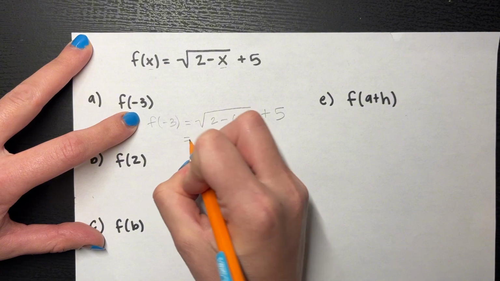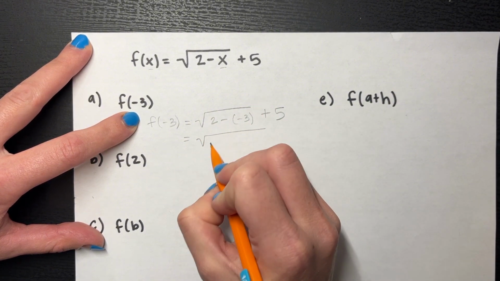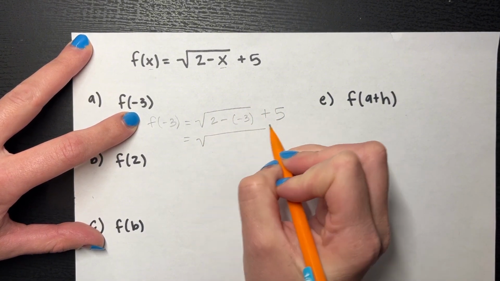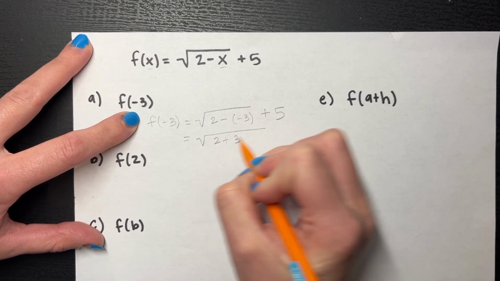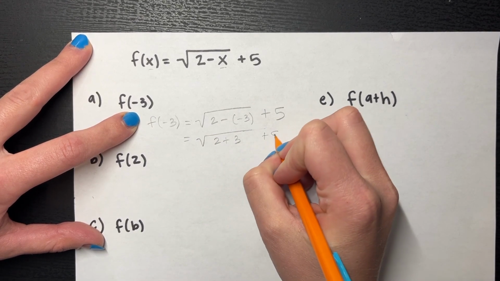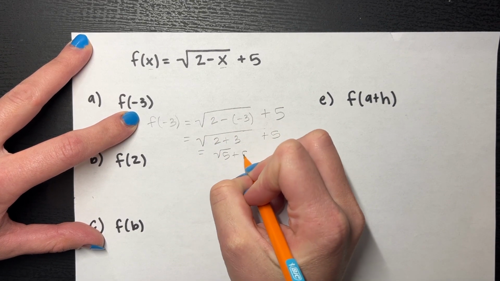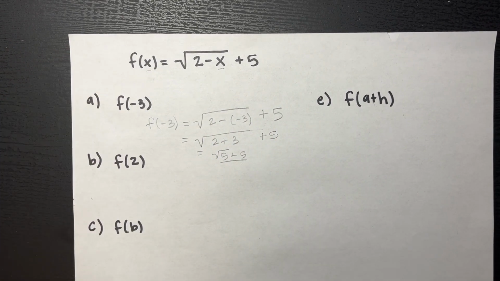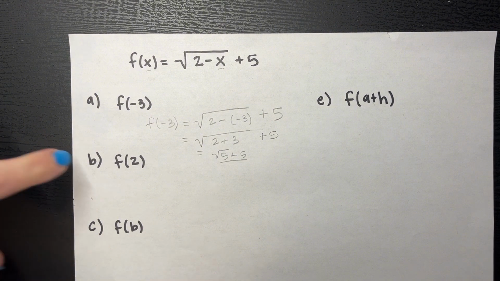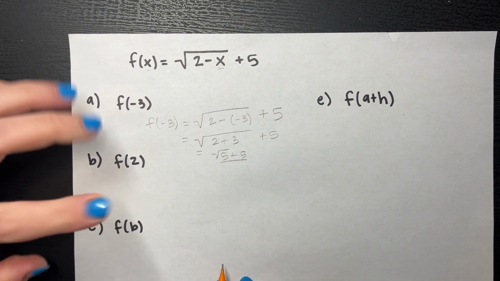And then continue going. So we've got 2 minus a -3, which is a +3. 2 plus 3 plus 5. And then we just get the square root of 5 plus 5. Easy enough. Hopefully you got that. Now we can go ahead and go on with evaluating at 2.